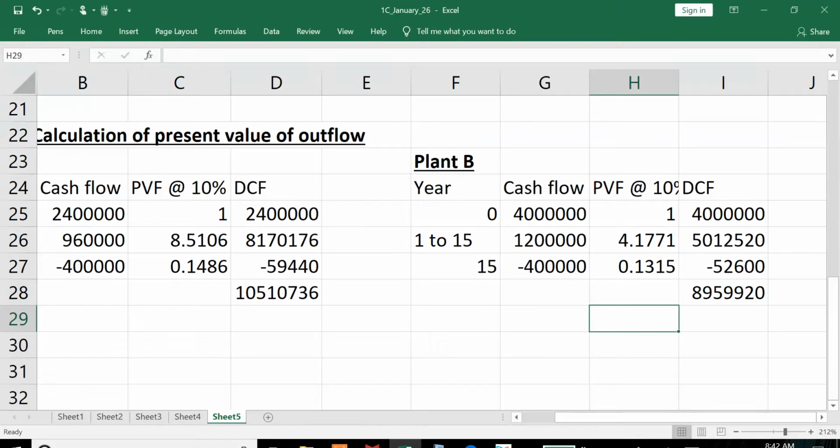These are the outflow values. 1 crore 5 lakh 10,000, some up-down rounding off can happen. In the other case, it's 89 lakh 59,000. That's the outflow value. In one project, the outflow is 1 crore 5 lakh, other one 89 lakh 59,000. Yeah, any doubts?